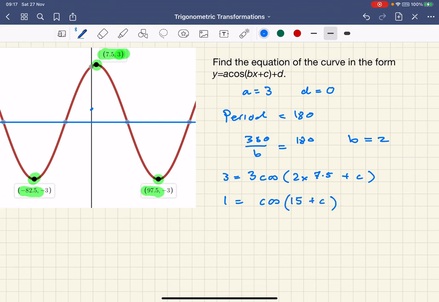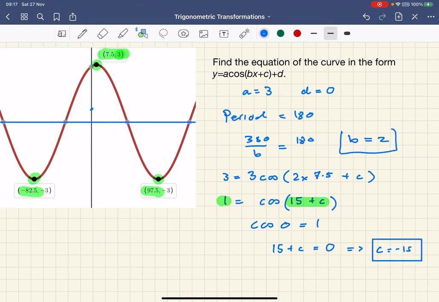Now remember, this is a very important thing to remember, is that cosine 0 equals 1. So if I could make this part here 0, it would give me cosine 0, and it would give me the 1 that I've got here. So basically it's 15 plus C equal to 0. Therefore C equals minus 15. So I've got all 4 values. That one, that one, that one, and that one.